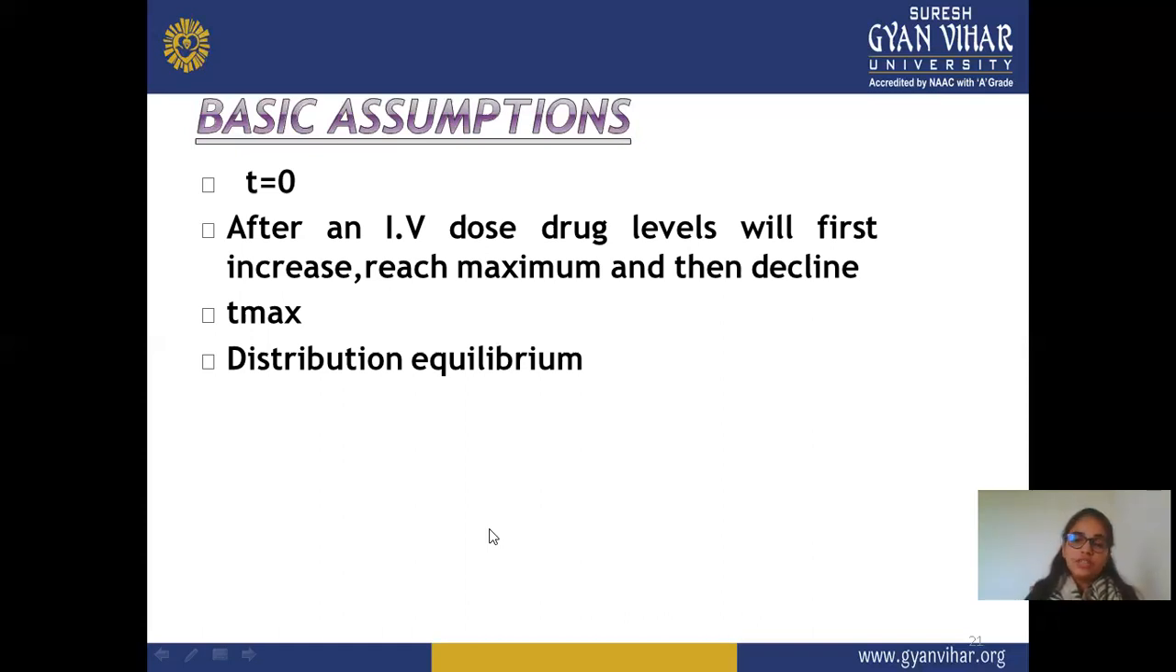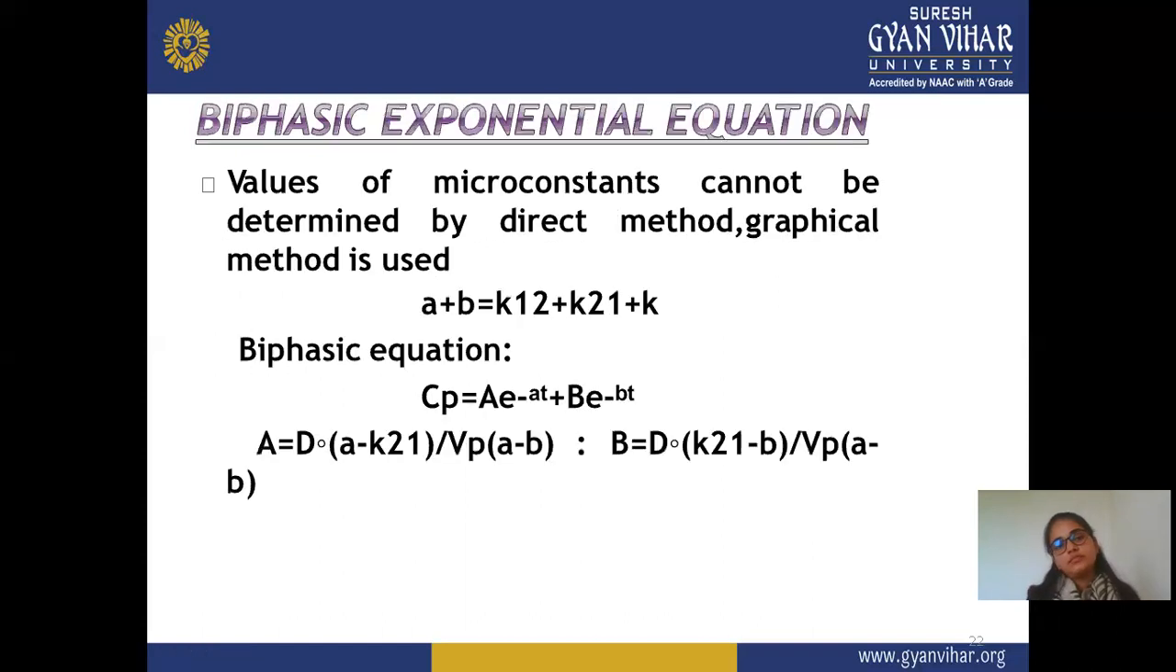Next is distribution equilibrium, means how much drug is distributed at a particular phase. Then the biphasic exponential equation. In this, the value of the micro constants cannot be determined by a direct method, so a graphical method is used. Means we do not determine the micro constants of the biexponential reaction directly; a graphical method is required for determining them.